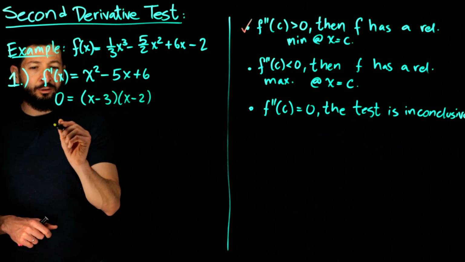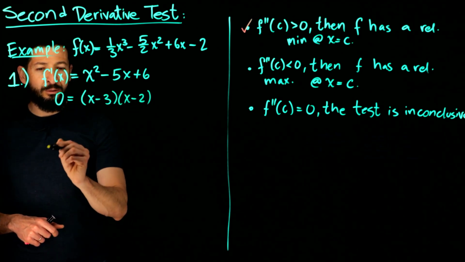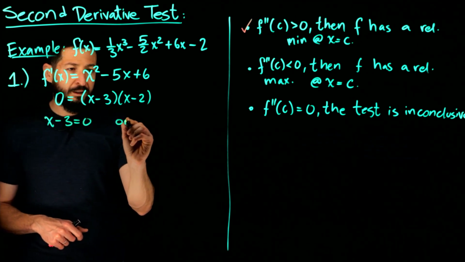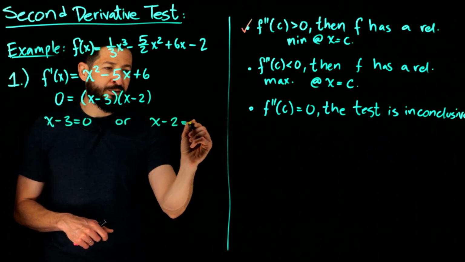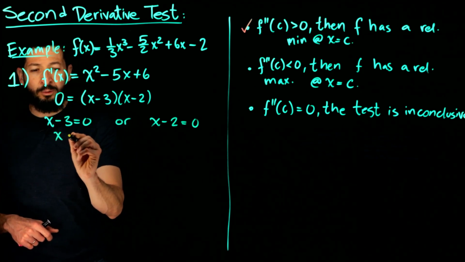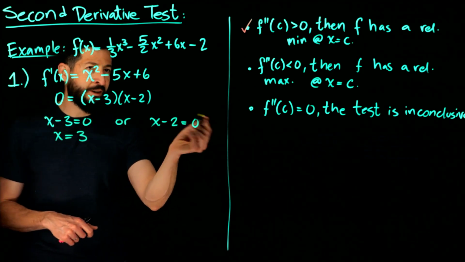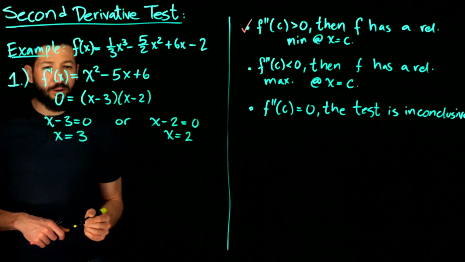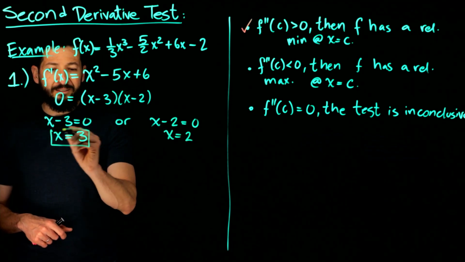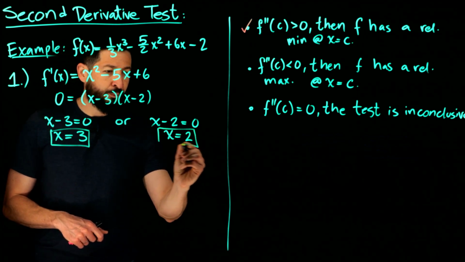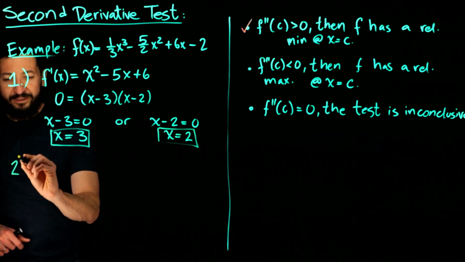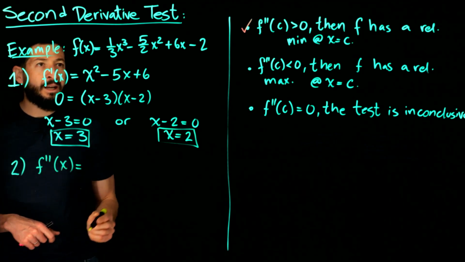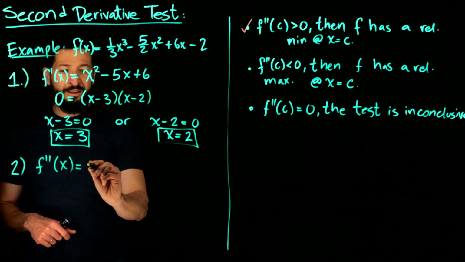And we find our critical numbers where we set each factor equal to 0: x minus 3 equals 0, or x minus 2 equals 0, from where we get, by adding 3 on both sides, x equals 3, and from adding 2 on both sides, x equals 2. So I have two critical numbers, x equals 2 and x equals 3. Step 2, take my second derivative.